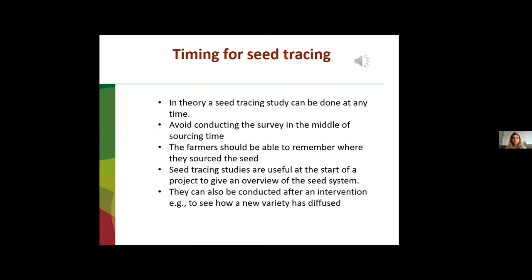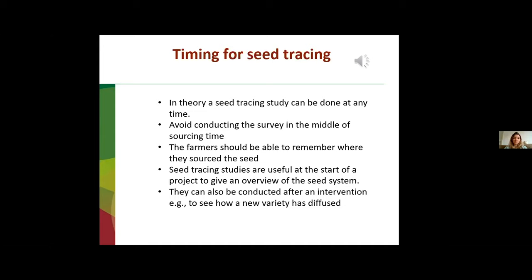In theory, you could conduct a seed tracing study at any time, but it's best to not conduct a survey in the middle of sourcing time, because you can imagine maybe some farmers already have their material for this season, others are still looking, so you will get a bit of a skewed image if you ask this information in the middle of sourcing time, or you will really have to record from the beginning to the end, so that really is your main data collection time frame, and make sure you capture all the information.